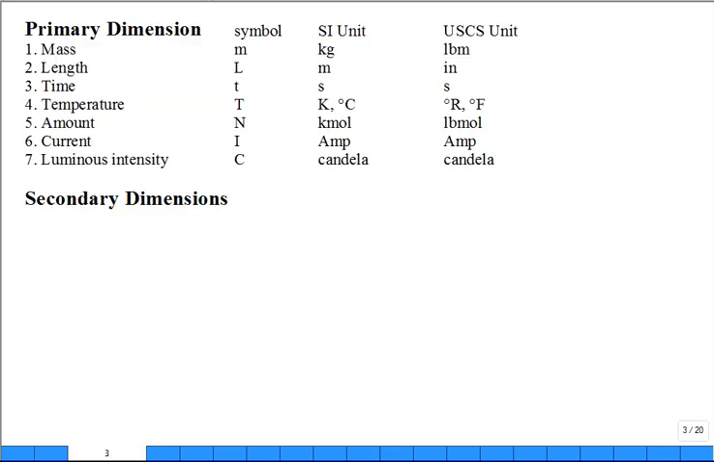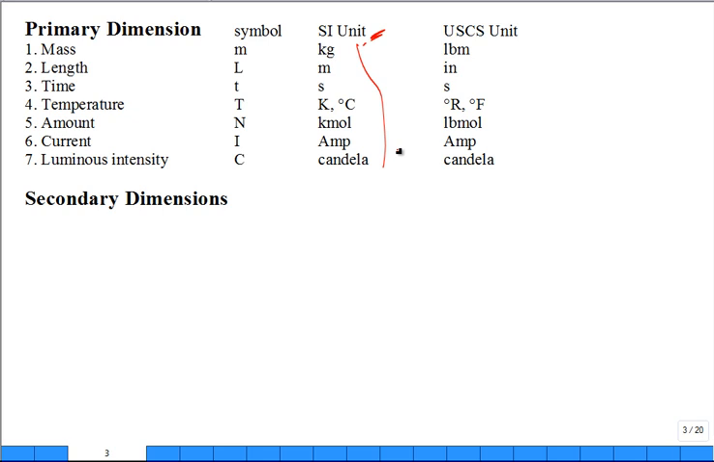So we start with the review. We have 7 primary fundamental dimensions. What are they? Here they are. You also have the symbols for them we use in equations. And then we also have the SI unit for them. Often I will confess, I will say units when I mean dimensions. Or I'll say, give me the dimensions of something.